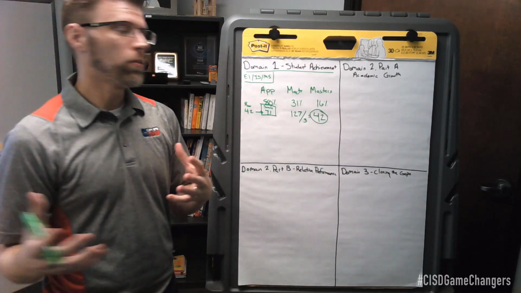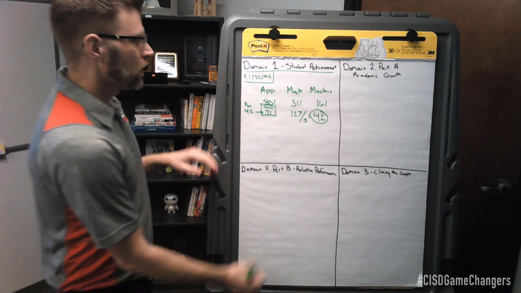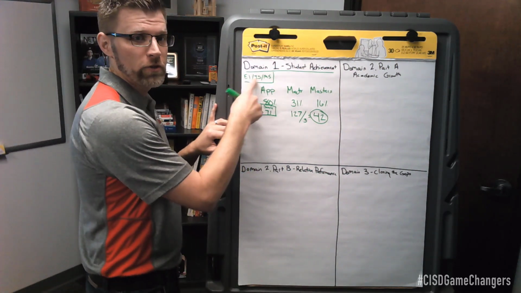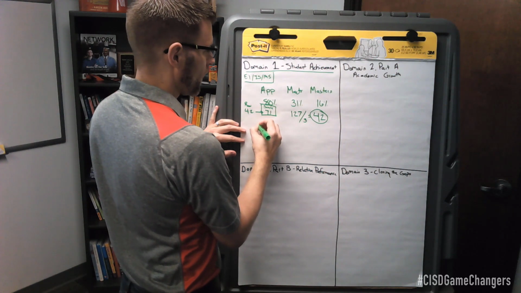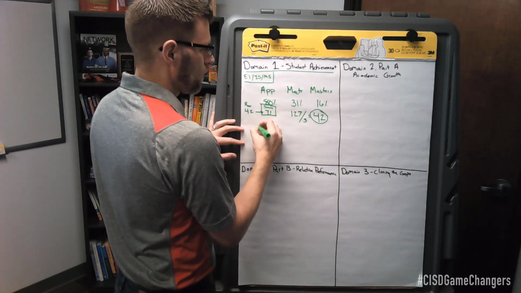So your scaled component score for domain 1 here is a 71. Now you'll notice that I've said this is elementary, intermediate, and middle schools. For high schools and districts and K-12s, it's a little bit different.